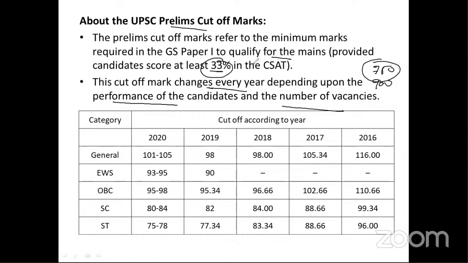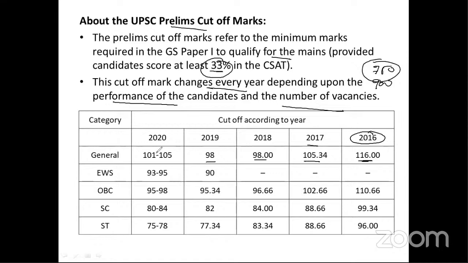Okay, so you see, the cutoff marks for the last 5 years I mentioned here. See, in 2016, the general cutoff marks was 116. Then in 2017, the general cutoff marks was 105.34, and you see in 2018 it was 98. In 2019 it was again 98, and most candidates are saying that this will be 101 or 105. This is the range of cutoff marks. So it entirely depends on the level of performance of the students in these papers, and the number of vacancies.